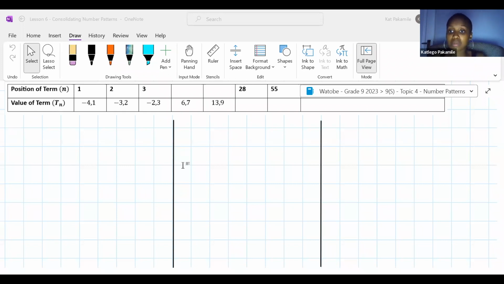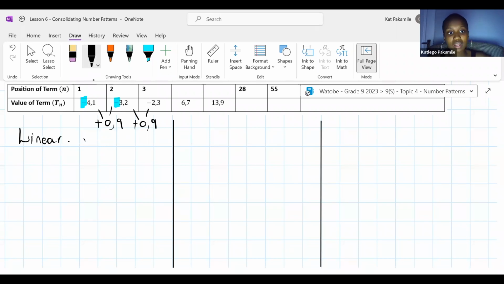So let me repeat what we have just said. This is a linear sequence because we are adding the same thing. To go from -4.1 to -3.2, you are adding 0.9, not subtracting, adding, because these are negative integers. And then to go from -3.2 to -2.3, we are adding 0.9. You see that we are adding the same thing over and over. So therefore, this has to be a linear number pattern. And our constant difference is 0.9. Do we understand now, guys? Do we understand why this is a linear number pattern?